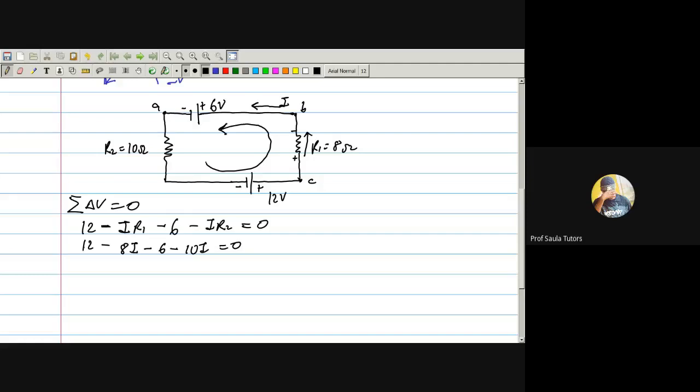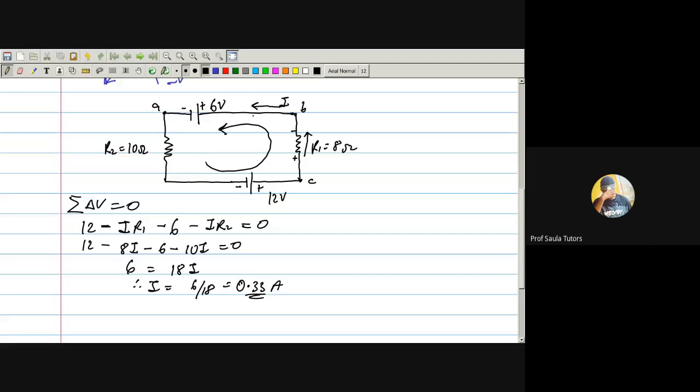So what do we have? 12 minus 6 is 6. 6 minus 8I, so therefore my I will be equal to 6 over... so what would that give me? 1/3. So that is 0.33 ampere. If I had chosen the wrong direction, you will see that I would have a negative value. Yes, exactly. Nice.